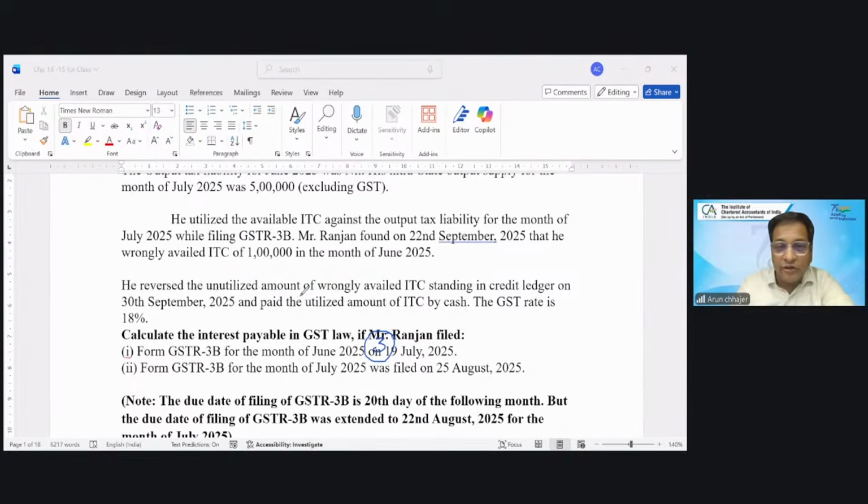He reversed the unutilized ITC on 30th September. So regarding interest, the interest would be calculated on 90,000. That is clear. But for how many days? First, I will say 22nd to 25th. So 22nd is the due date. 23, 24, 25. For 3 days, it will be calculated because the liability has been paid after the due date.